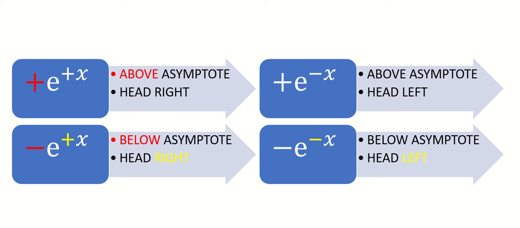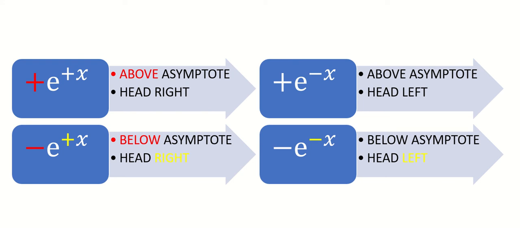Whereas the power is positive x, which means that the head of the graph will be on the right-hand side. For the next one, here we have negative e with positive x. When we have a negative in front of e, it means that the graph is below the horizontal asymptote. Please remember, if we have an exponential graph, we are going to have a horizontal asymptote. So if the front of the function is negative, it will be below the asymptote, and the power x is positive, which means that your head is on the right.